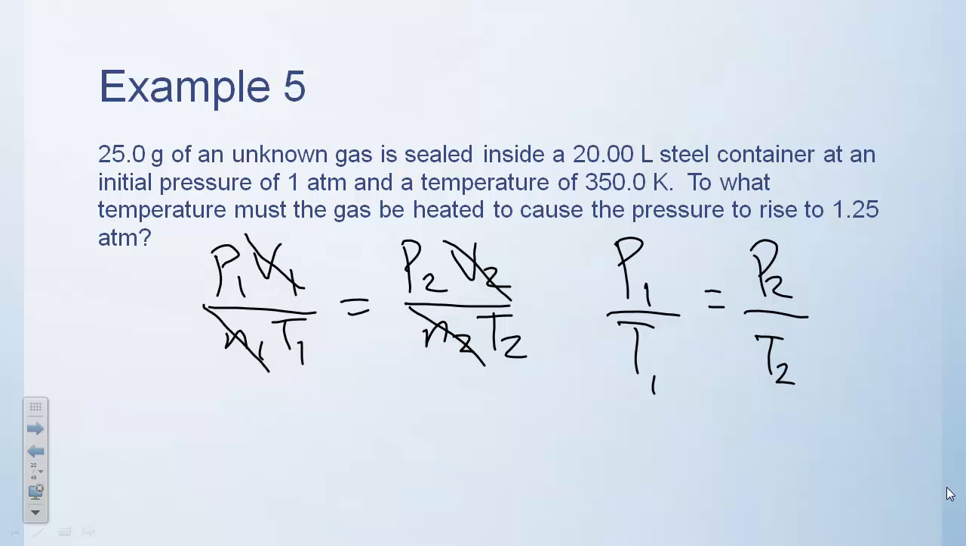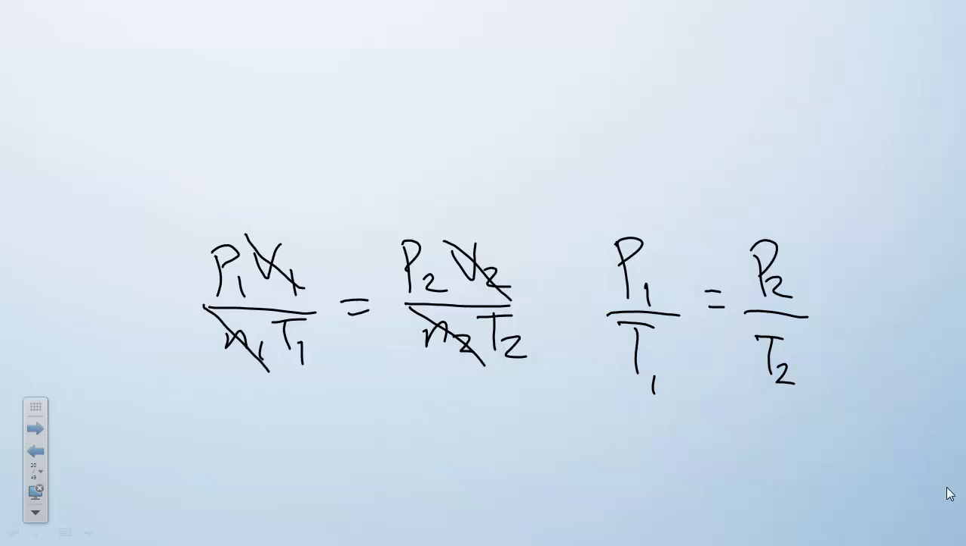And now we're asked to find the new temperature that we must heat the gas to. So we're going to rearrange this and solve this simple equation for T2. We just do a little bit of cross multiplying here. I'll move to the next slide so I have some room. I find that T2 is equal to T1 times P2 over P1.